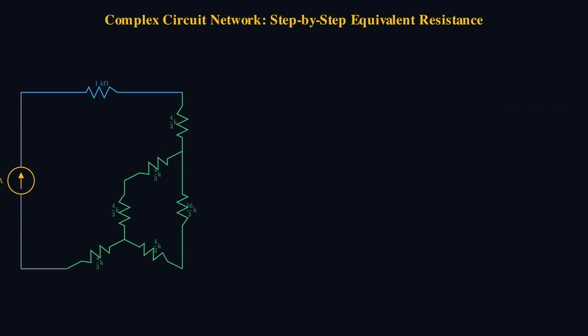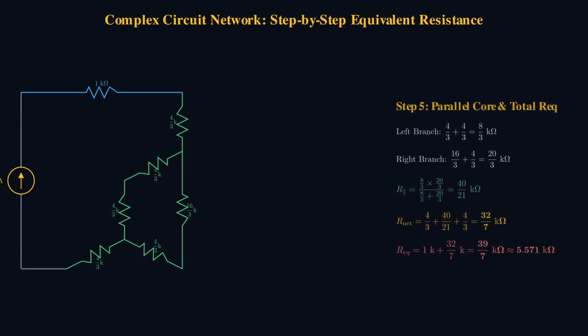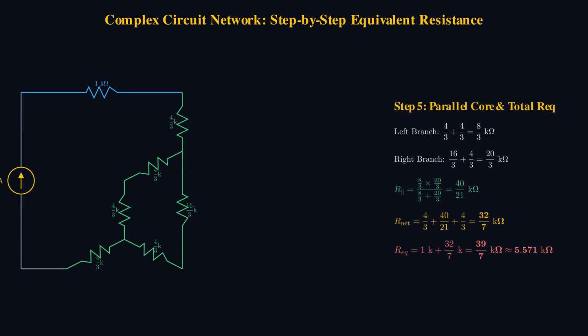Between the top and bottom star centers, we now have 2 parallel paths: 8/3 kΩ on the left and 20/3 kΩ on the right. Their parallel combination gives 40/21 kΩ.